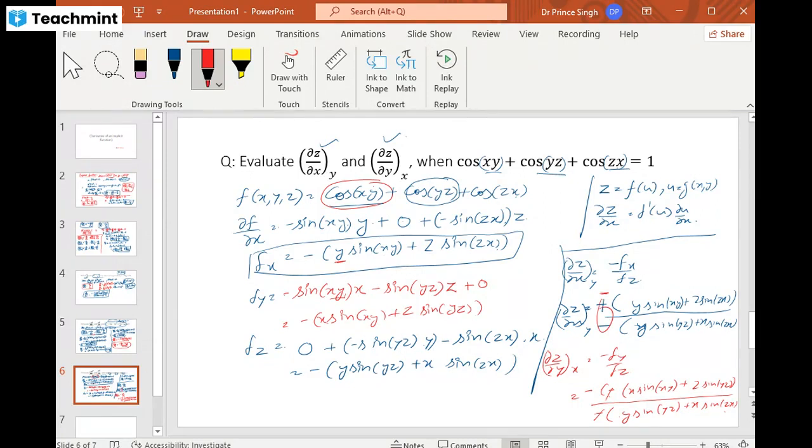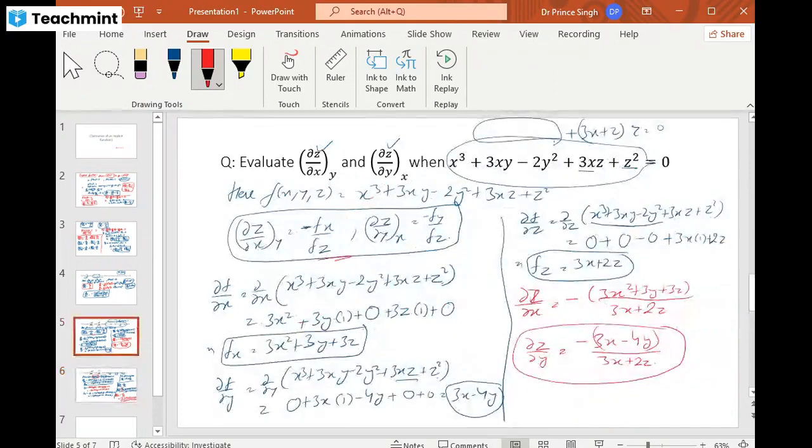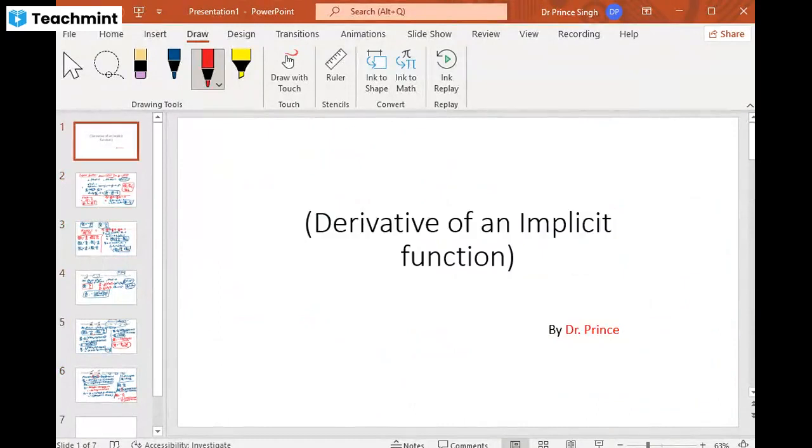Either your function depends upon two variables or three variables. Okay. So this is a small video where we have discussed only the derivative of an implicit function.